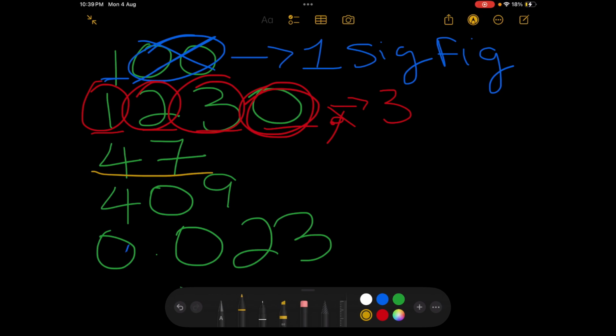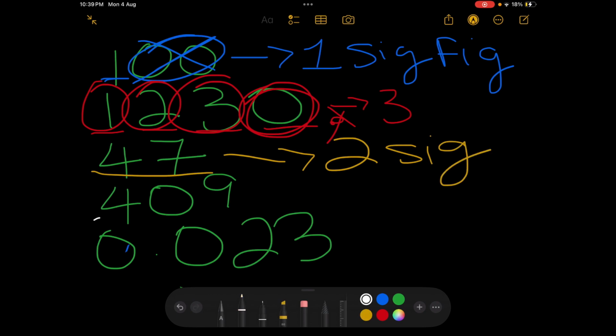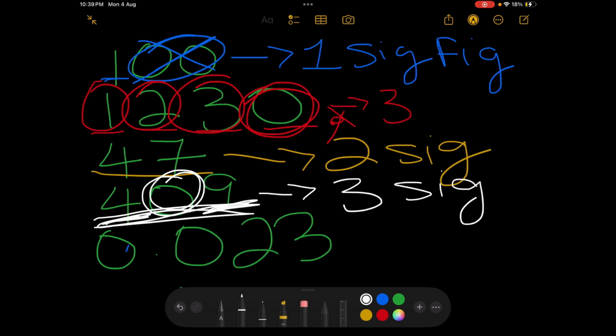Okay, the next one. We have 47. This one's nice and simple. They're both non-zero values, which means they are both significant. So 2 significant figures. Okay, we have 409. This one, we know in the second rule that I explained, any 0 in between 2 non-zero values is significant. Therefore, we have 3 significant figures, the 4, the 0, and the 9.